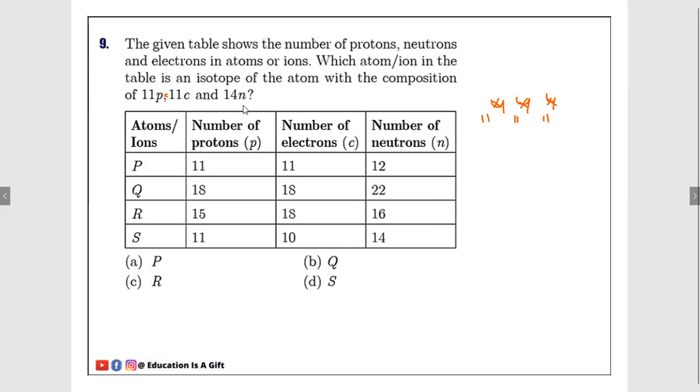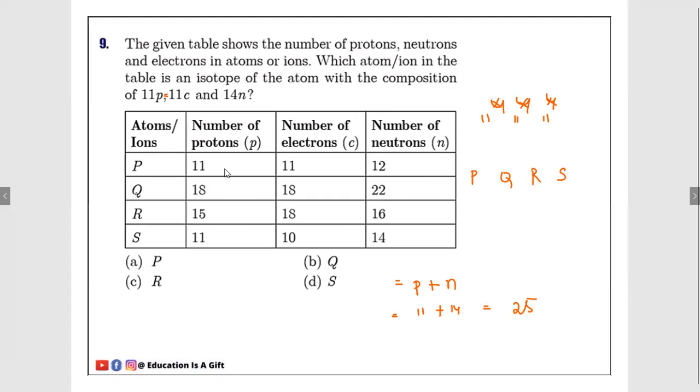So if it is 14 neutron, if you observe, what is neutron? Actually mass number is equal to proton count plus neutron count. Proton plus neutron count should be there. Proton count is 11, neutron count is 14. 11 plus 14 is equal to 25. You got. Here we have 4 atoms. Let us see P, Q, or S.